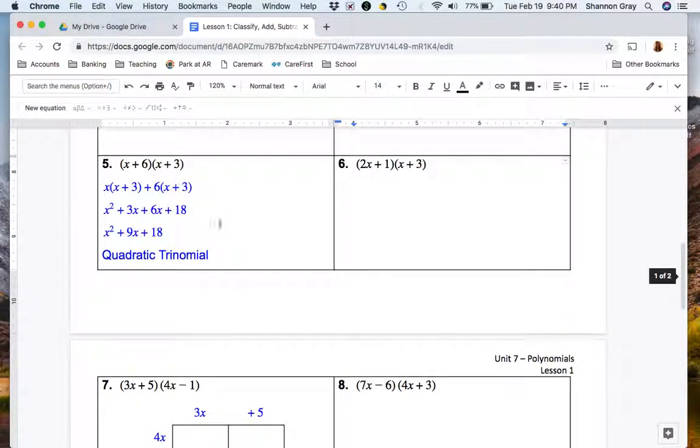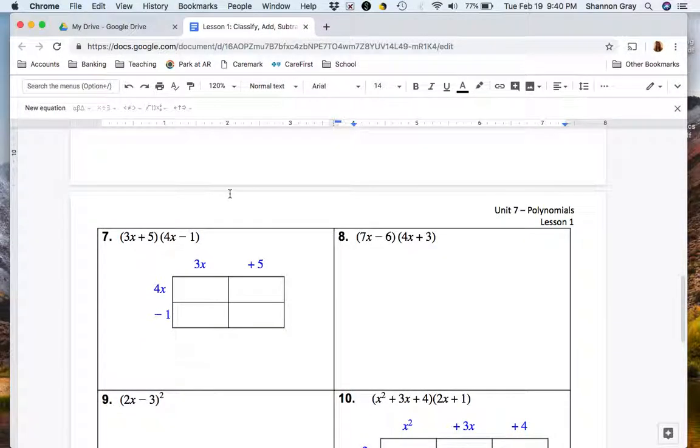Alright, so the first method I showed you for number 5 was the distributive property, just a little bit different from what we've seen before. I'm going to show you another method. It's called the box method that we'll do for number 7.